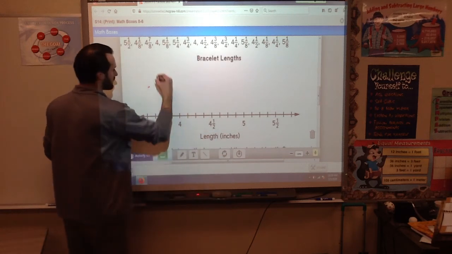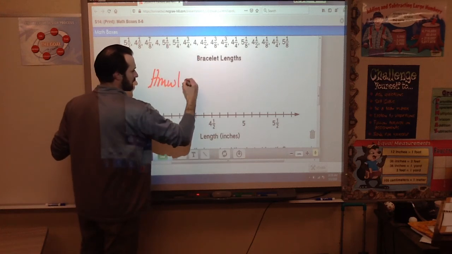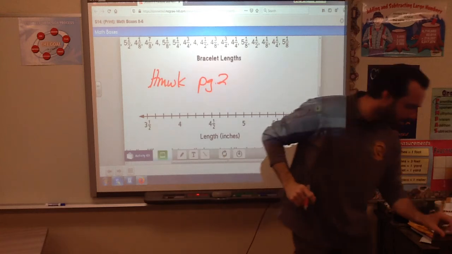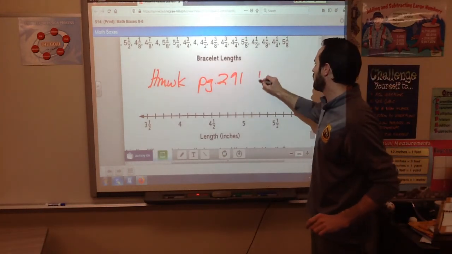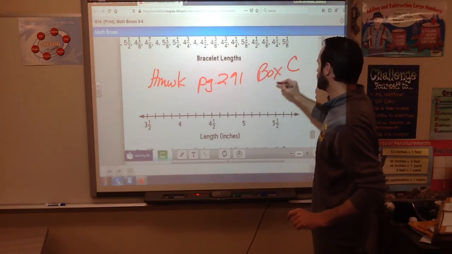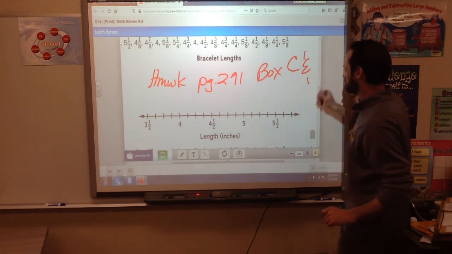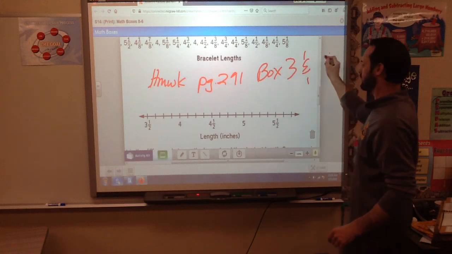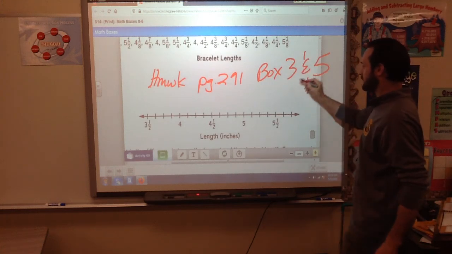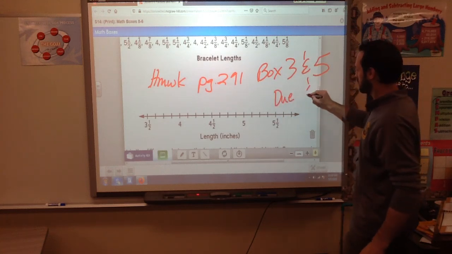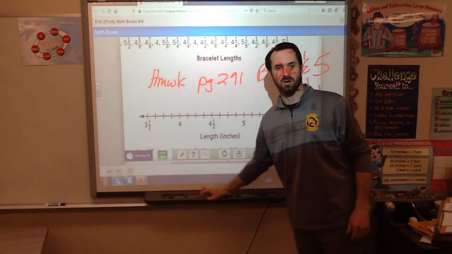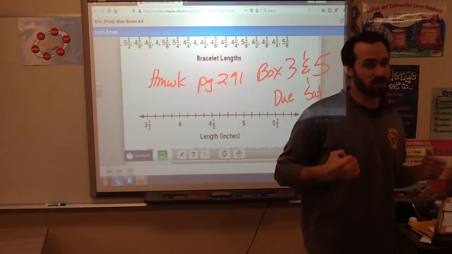So homework is page 291, box C, box 3 and 5. And it is due Saturday, end of the day Saturday. So you have all week to finish this. But the sooner you get it done, the better.